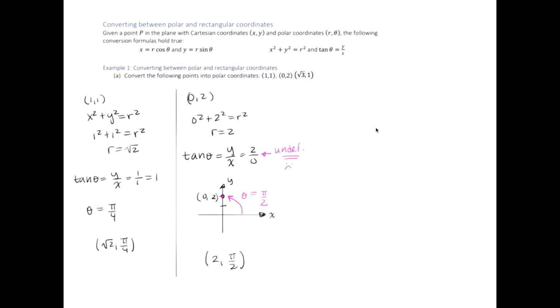Finally, let's look at our last point. We have root 3 comma 1. So root 3 squared plus 1 squared equals r squared. So r equals 2. Next we have tangent of theta equals y over x, so equals 1 over root 3.